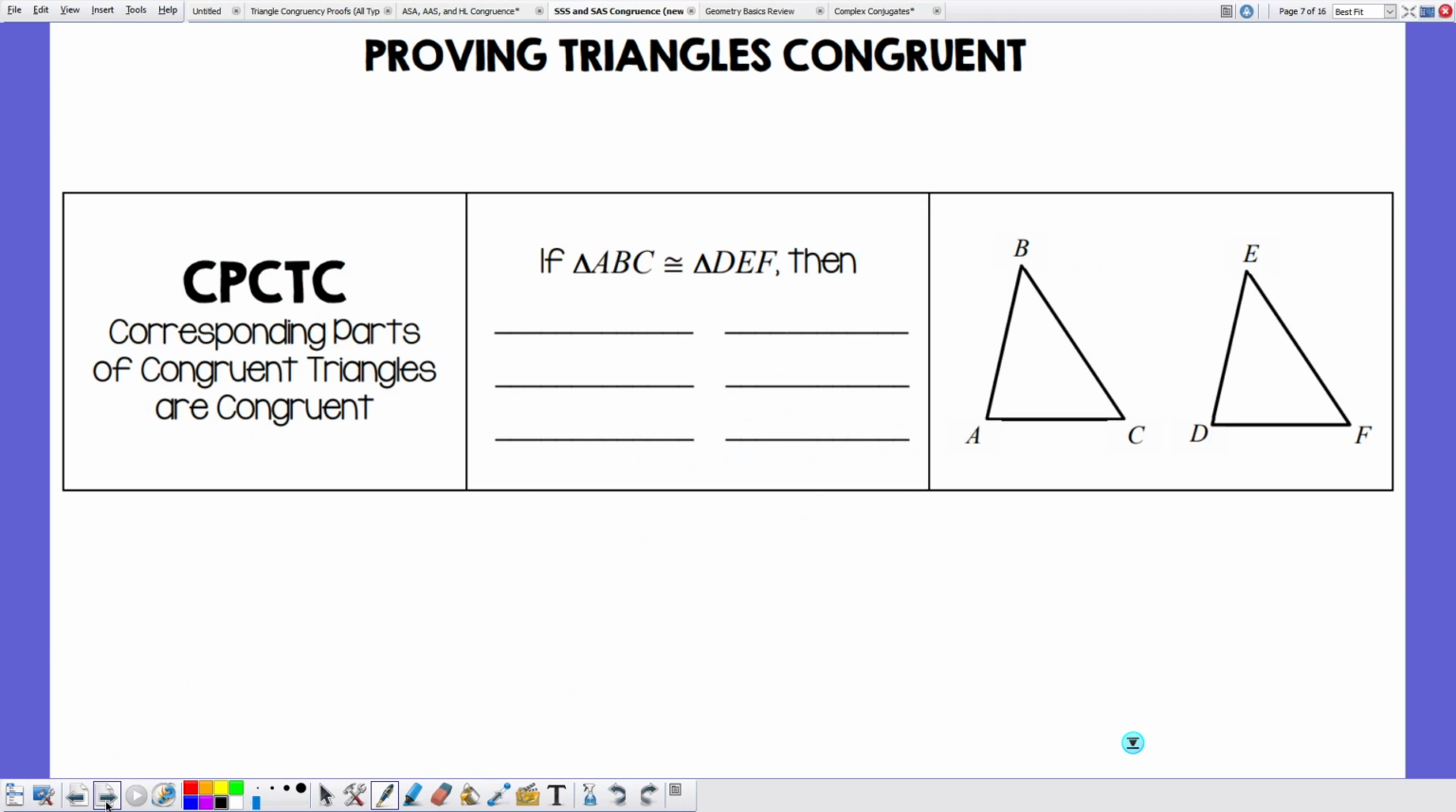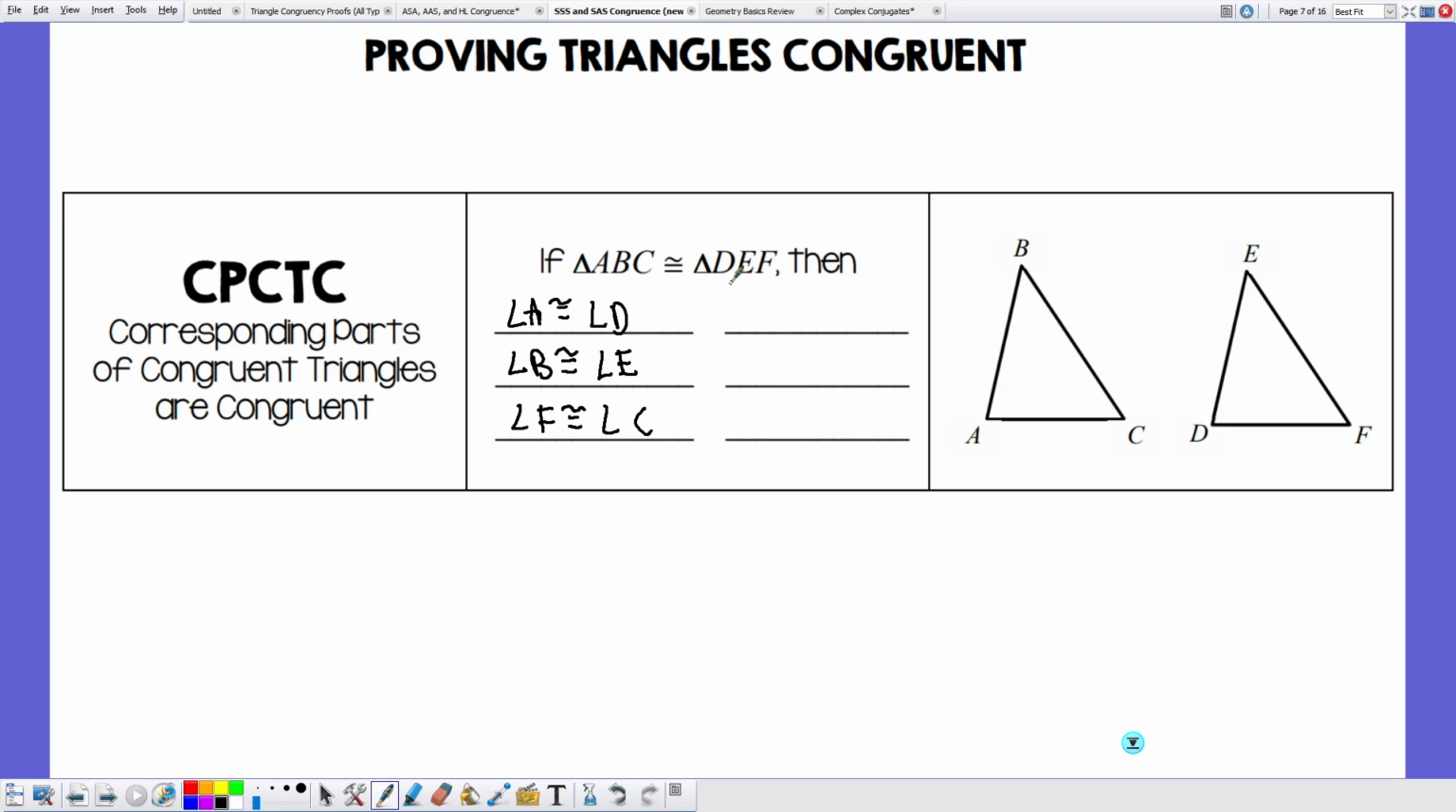So, with all that said, we have CPCTC, of course, which is one of the greatest things we could use. If we already know the triangles are congruent, we can establish the fact that angle A is congruent to angle D. Angle B is congruent to angle E. And angle F is congruent to angle C.